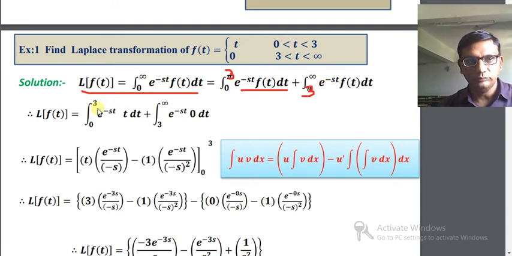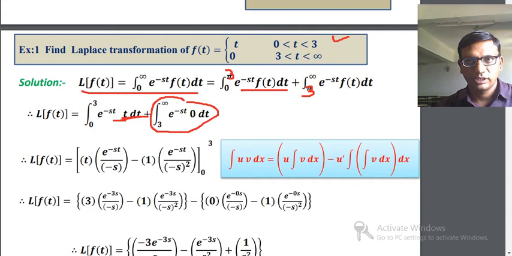First of all, 0 to 3 e raised to minus st. The first function is t, so we are writing t here. This is our function between 0 to 3, and from 3 to infinity it is 0. So this whole integration will be 0 in the next step.